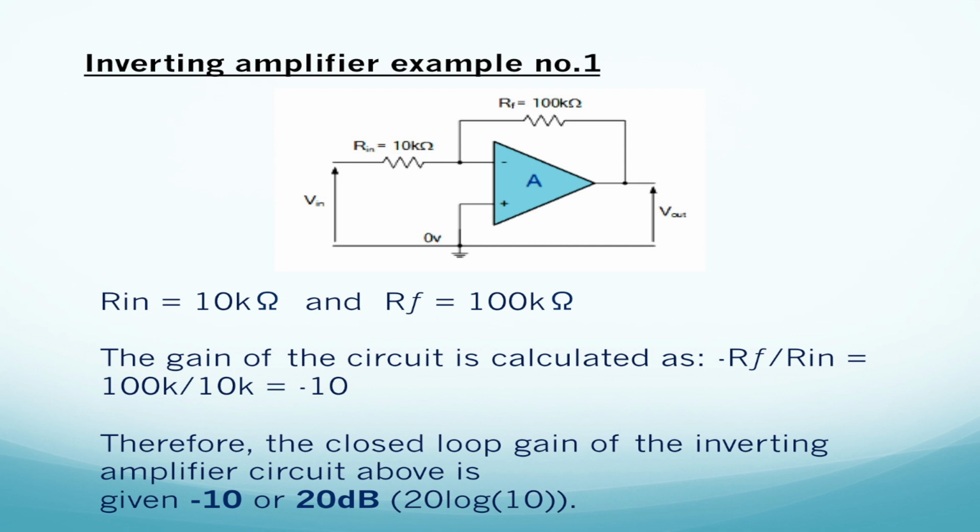Now what is the formula for your gain? It is equal to minus RF by Rin. Substitute your values of RF and Rin, you will get minus 10, and this 10 is nothing but the gain of your amplifier circuit. And for the rise or drop with respect to decibels, it is 20 log to the base 10 of your gain value. Now this is a small example for the clarification of the inverting amplifier.